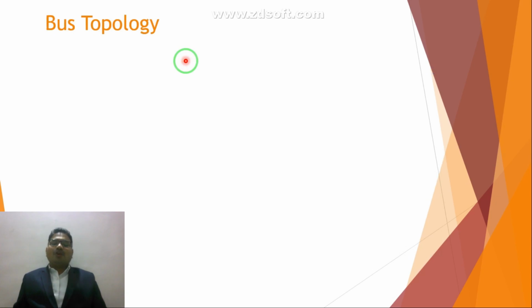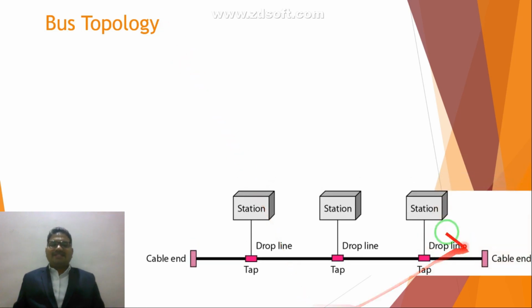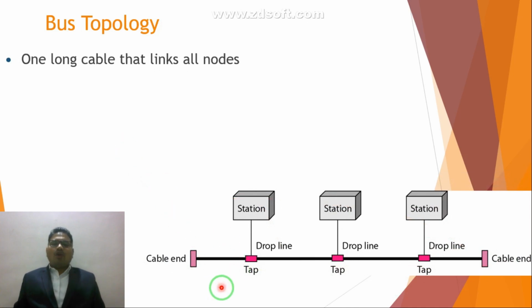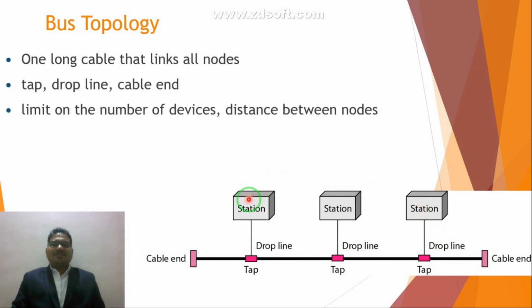Next, it is your bus topology. So what is bus topology? You can see the figure of the bus topology. One long cable links all nodes. You can see this is your backbone cable, shown end to end, and these are the stations which are connected to this backbone cable by means of this tap and this drop line, and this is the cable end. But it has a limit on the number of devices due to the distance between the nodes.